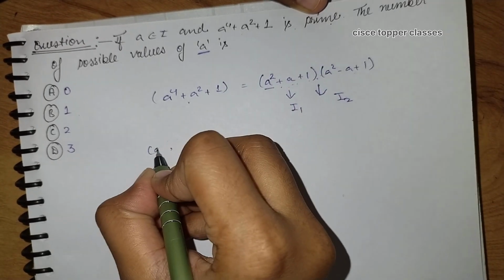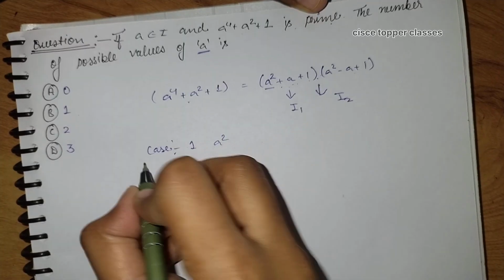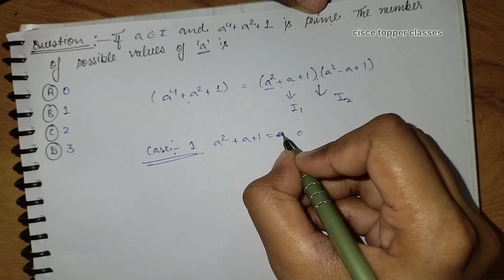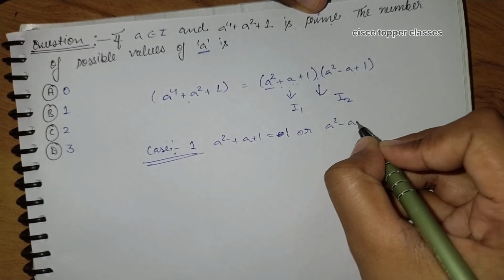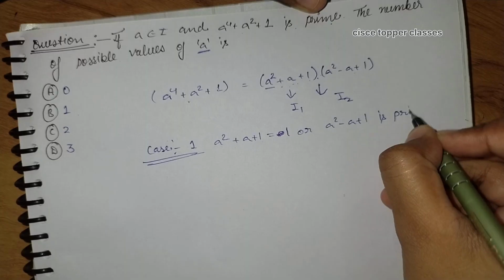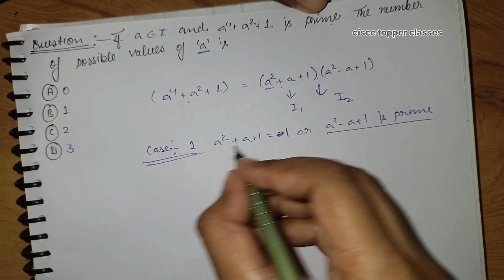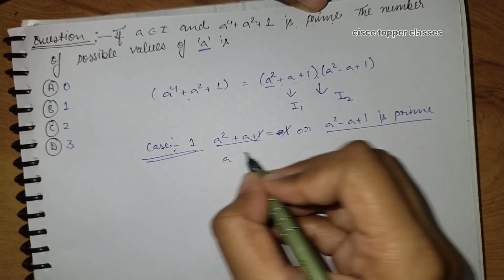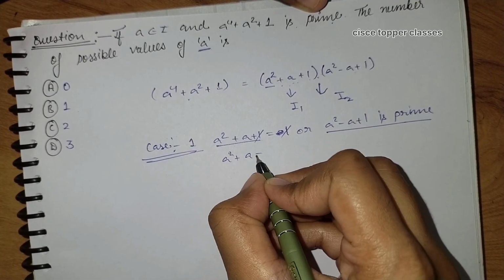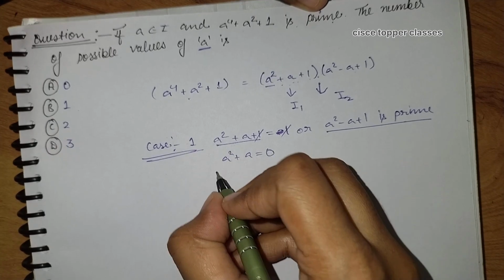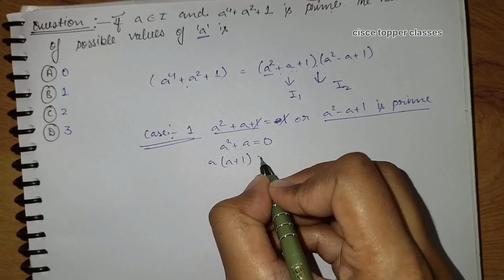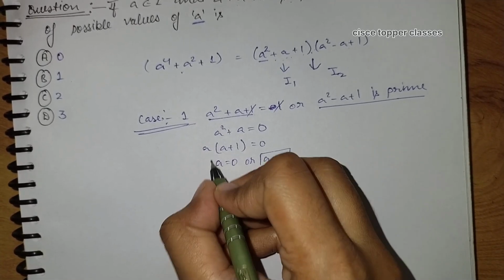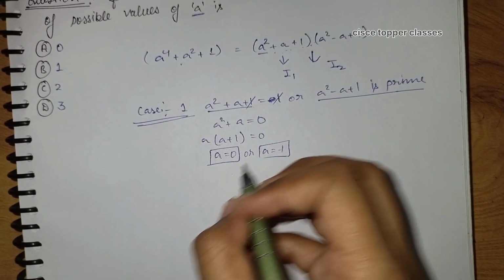So case 1: when a^2 plus a plus 1 is equal to 1, and a^2 minus a plus 1 is prime. If this is prime, we have no concern with it, and we can find the value of a from the first equation. The a^2 and 1 will cancel out, a^2 plus a will become 0. On taking a as common, a times (a plus 1) equals 0. So a is equal to 0 or a is equal to minus 1.